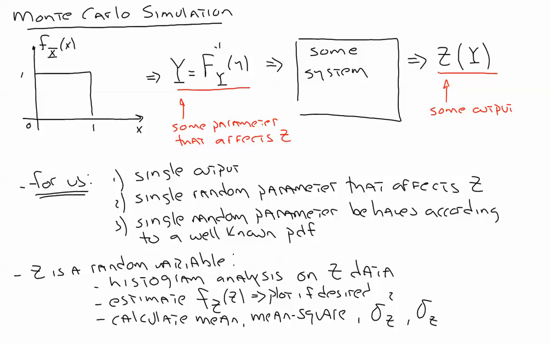I will say at this point that even though we're going to assume that we have systems with single outputs that depend upon single random parameters, and my single random parameter, in our case, will behave according to a well-known probability density function, the statistical behavior of Z will almost always be something we don't expect. All right, keep that in mind.